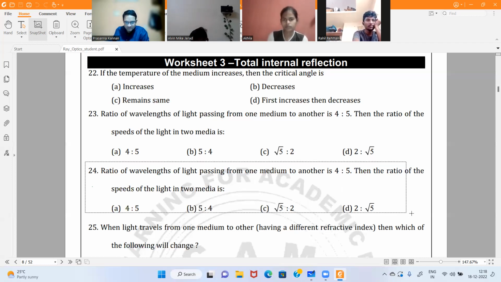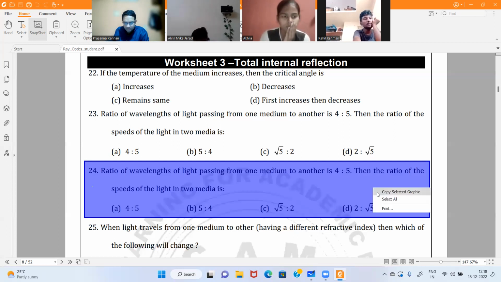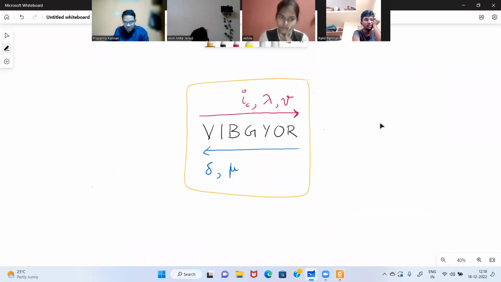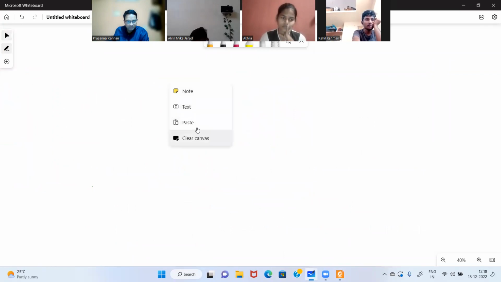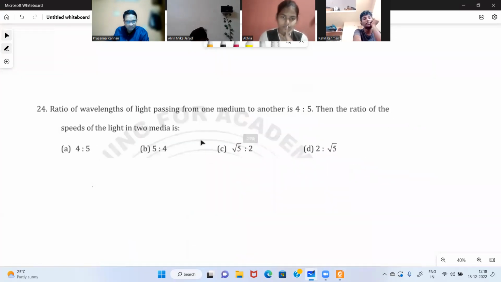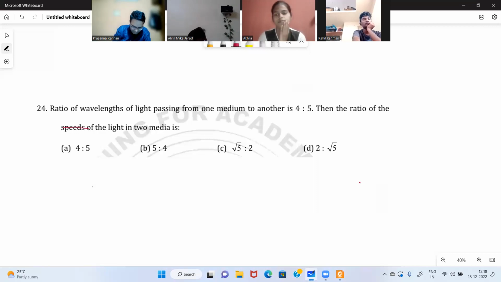Can you hear me, guys? Yes, sir. 24th question, there is a small change. What is the change? Not speed of light, but refractive index of the light. Then the refractive index ratio is 5:4. 5:4 is correct, because refractive index and wavelength are inversely proportional. Correct.